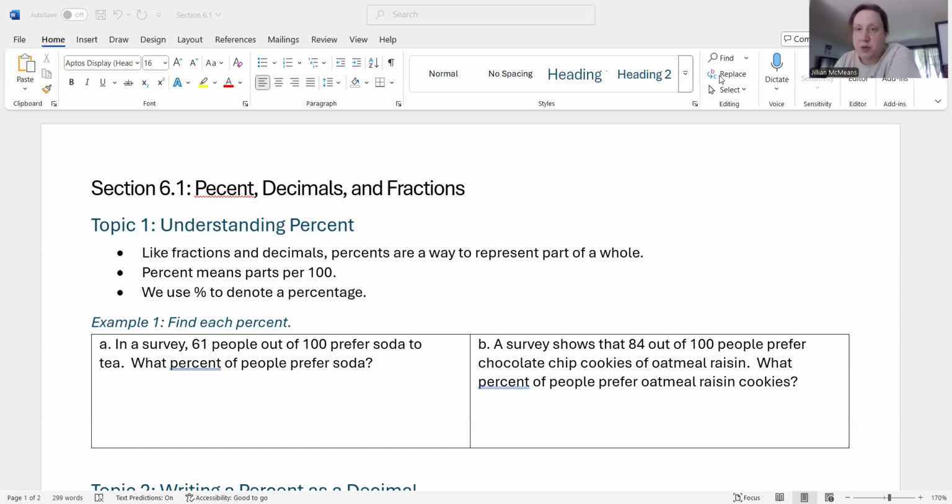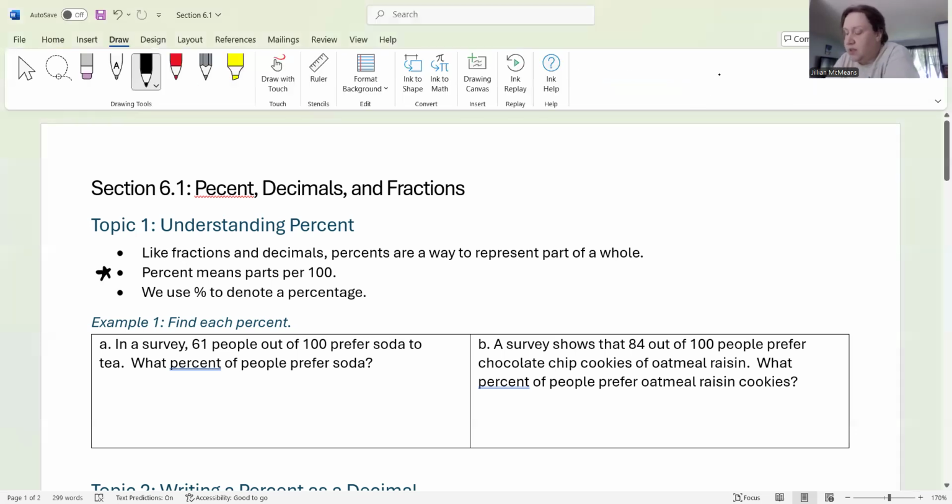And then we have percents. Now, the whole in percents is very, very specific. Here, where we say percent means parts per 100, when you're dealing with a percent, the whole is always 100. So it's always what portion of 100 are we talking about? And then we use this percent symbol. That's just how we denote that we're talking about a percent.